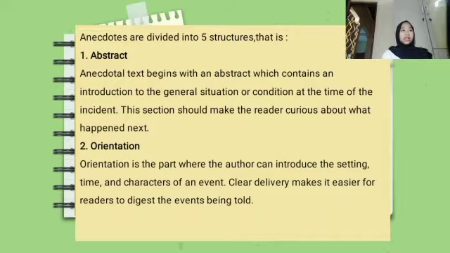Anecdotes are divided into 5 structures. 1. Abstract. Anecdote text begins with an abstract which contains an introduction to the general situation or condition at the time of the incident. This section should make the reader curious about what happened next. Number 2. Orientation. Orientation is the part where the author can introduce the setting, time, and character of an event. Clear delivery makes it easier for readers to guess the event being told.